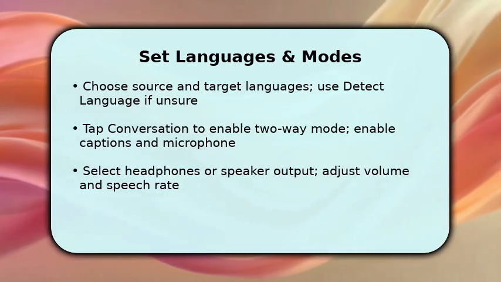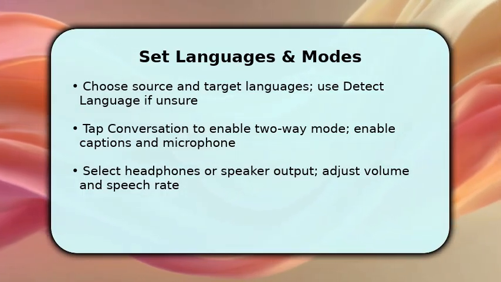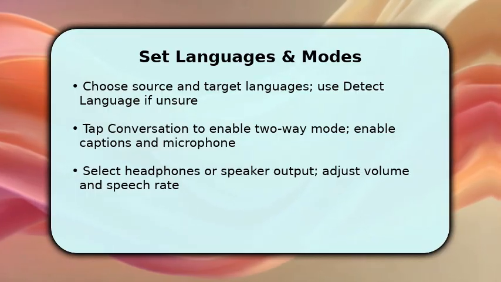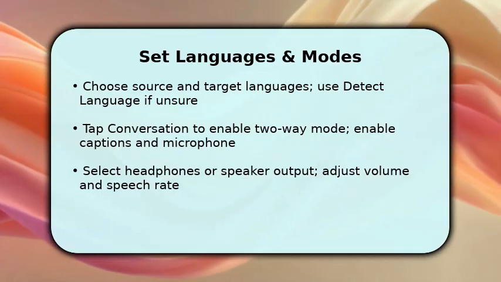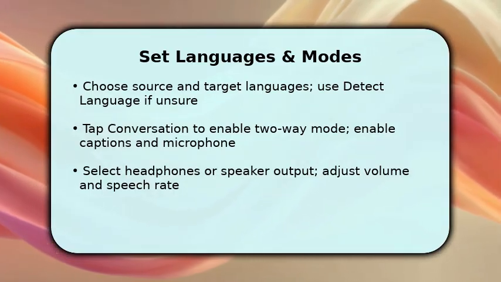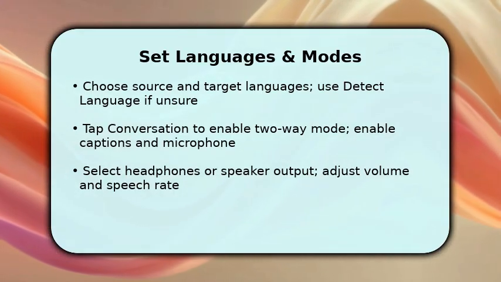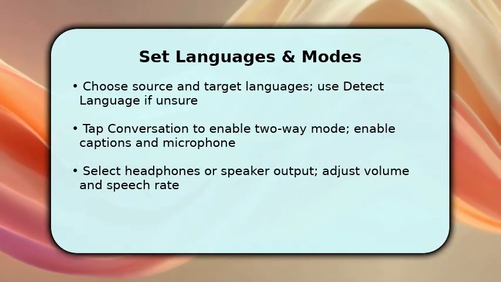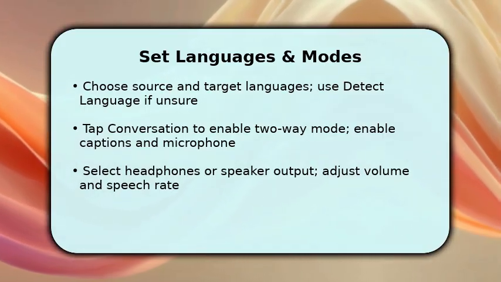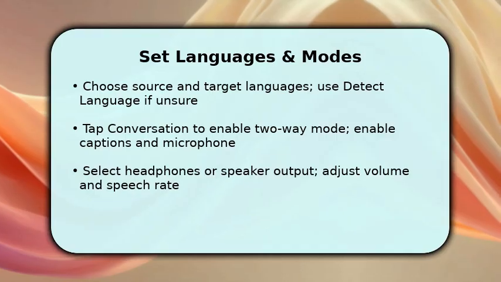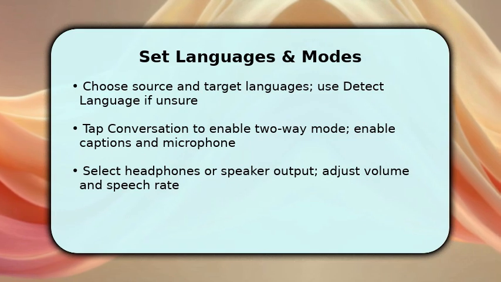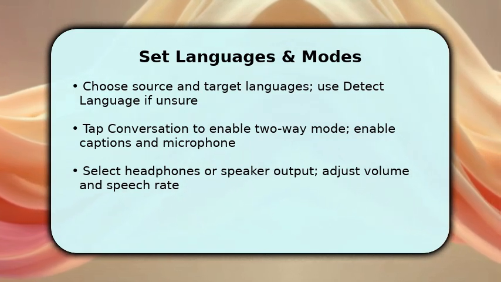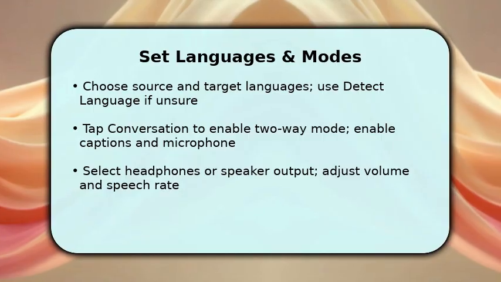Select the source and target languages, use Detect Language for unknown input so the system transcribes correctly. Tap Conversation to enter two-way mode, which alternates listening between participants. Make sure both microphones are active. Once done, pick the audio output: built-in speaker, paired AirPods, or a Bluetooth speaker. This affects clarity. Also adjust the speech rate and caption visibility to suit the listener. These settings improve accuracy and speed.